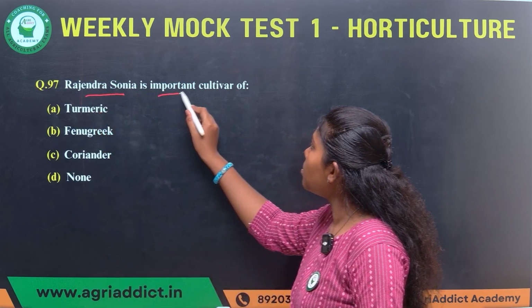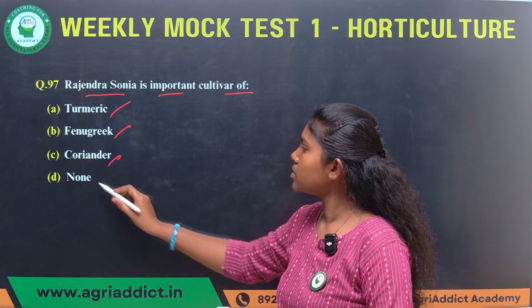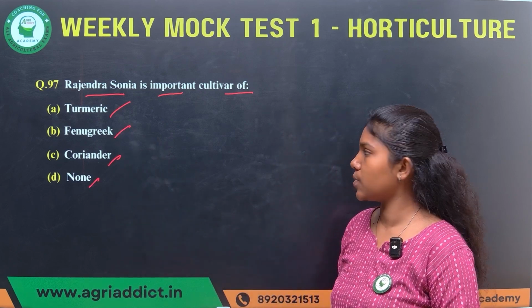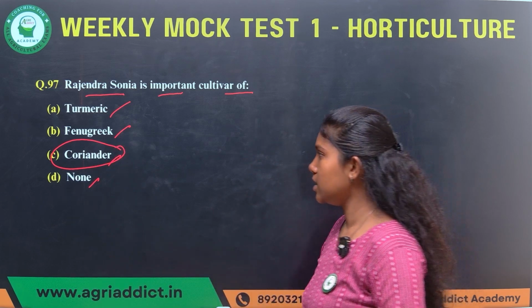Rajendra Sonia is an important cultivar of turmeric, fenugreek, coriander, none. The answer for this question is coriander. Let me explain it to you more in the next slide.